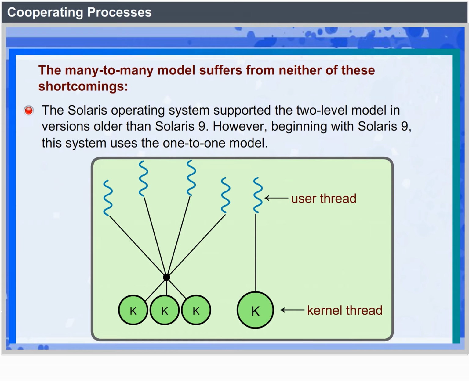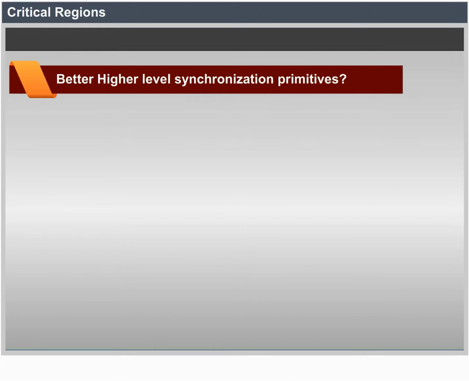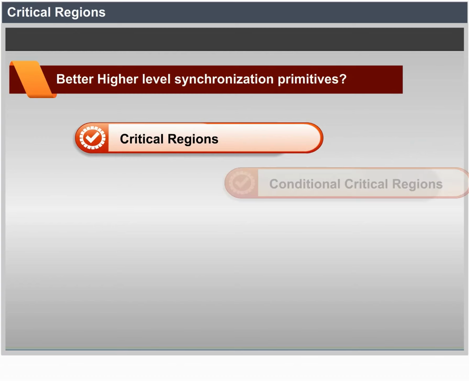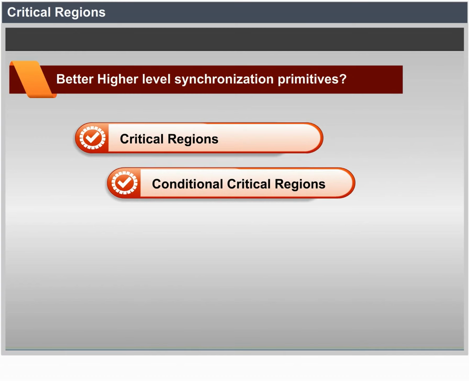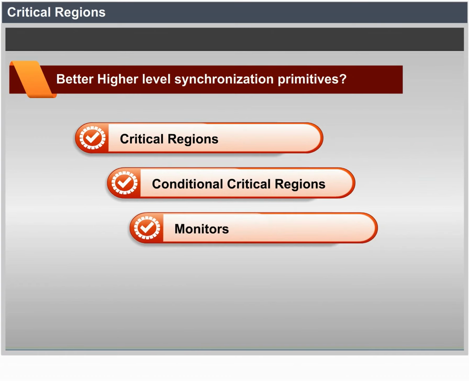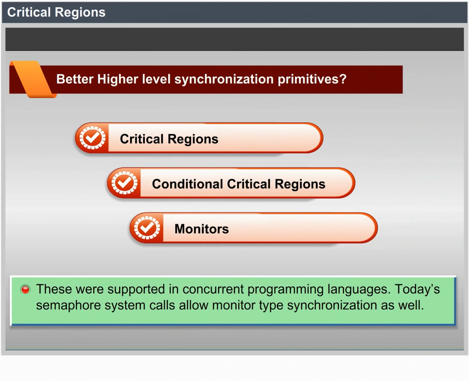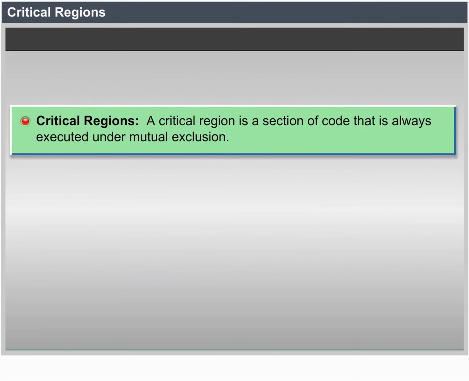Critical regions. Better higher-level synchronization primitives. Critical regions. Conditional critical regions. Monitors. These were supported in concurrent programming languages. Today's semaphore system calls allow monitor-type synchronization as well. Critical regions. A critical region is a section of code that is always executed under mutual exclusion.